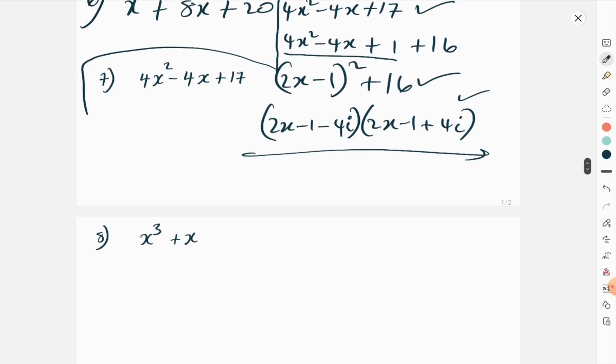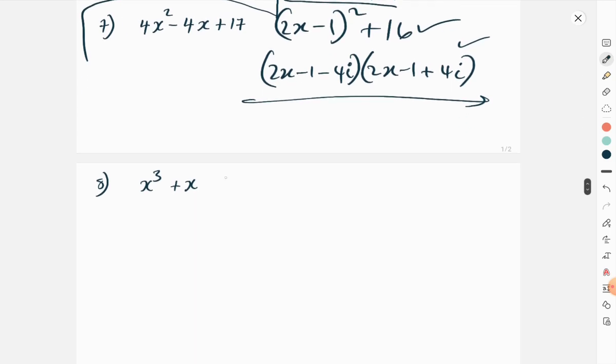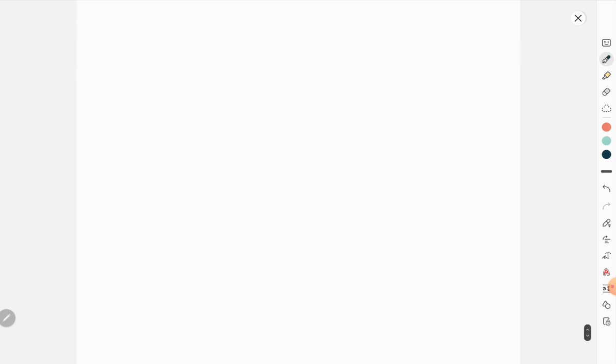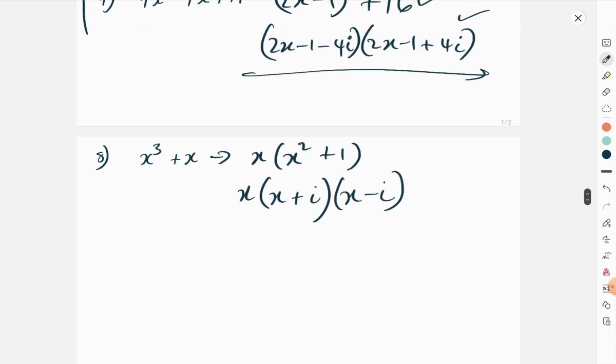Then let's come to number 8. Number 8, we have x, because you can see that x is a common factor, so we can remove it. Then we'll have x squared plus 1. There is no hard time here because you'll be factorizing this into x plus i, then x minus i. Then you are done. Then do we have any other things? So this is how we can factorize these things.